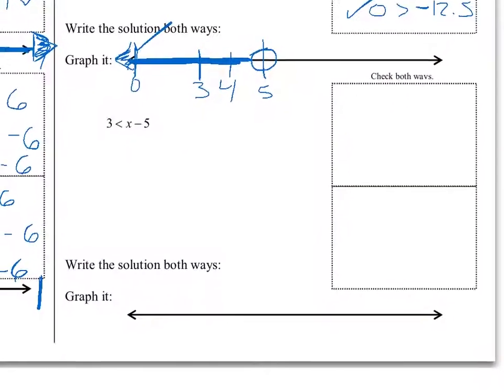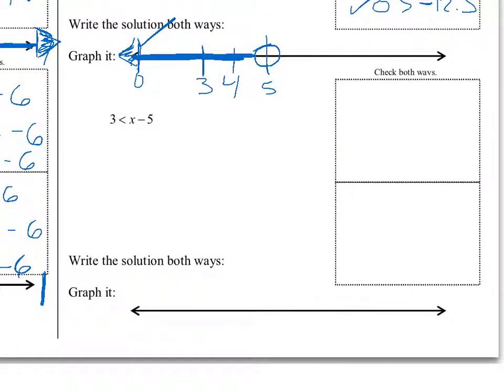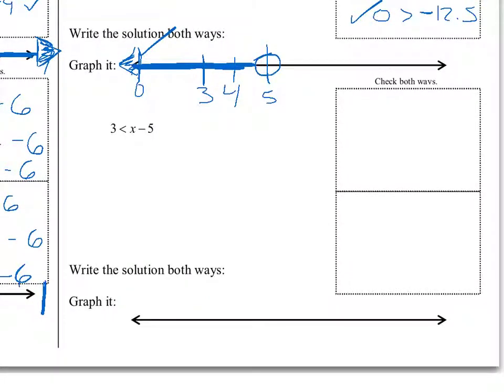Last one. 3 is less than x minus 5. Marquita, what's the first thing that we should do here? So Marquita says the first thing we should do is add 5. Then what, Marquita?